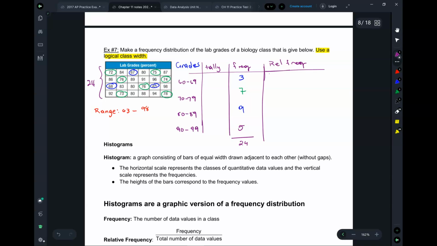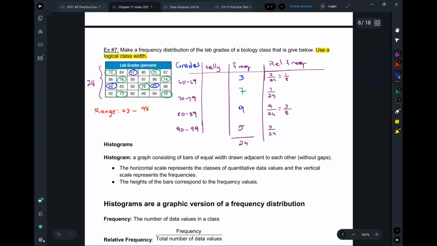Now, after that, we need the relative frequency. For the first one, it's 3 over 24, which is 1/8. Then 7 out of 24, and 9 out of 24. We don't need to put them in decimal. I'm trying to be as efficient as I can. 9 over 24 is 3 over 8. And then 5 over 24.